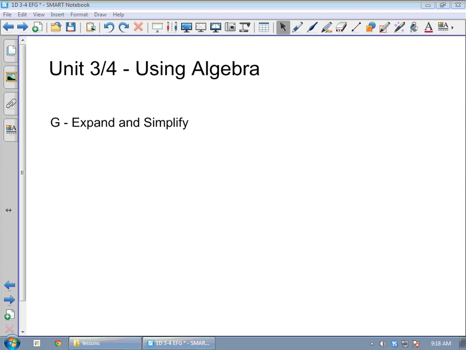This lesson covers some material out of Unit 3-4 using algebra. We're going to look at the content from box G here. We're going to look at what is meant when it asks you to expand and simplify.